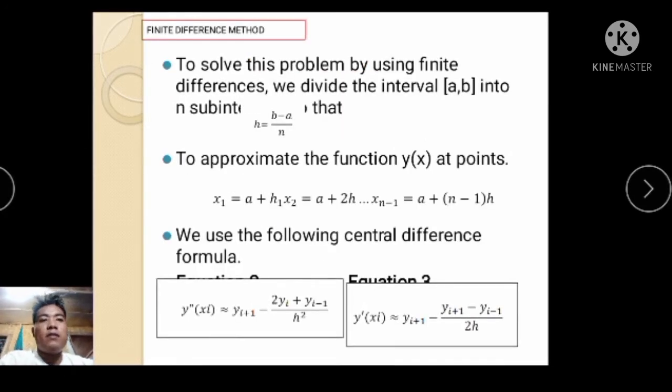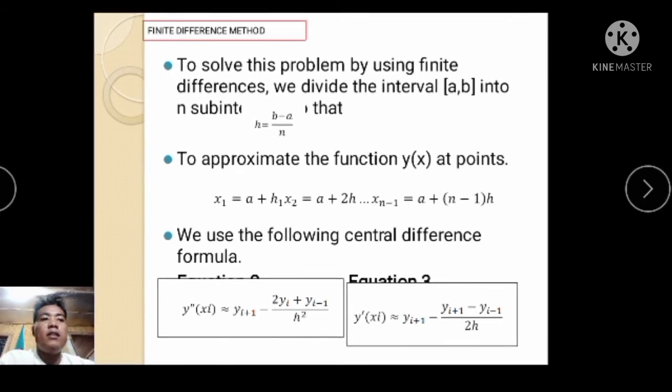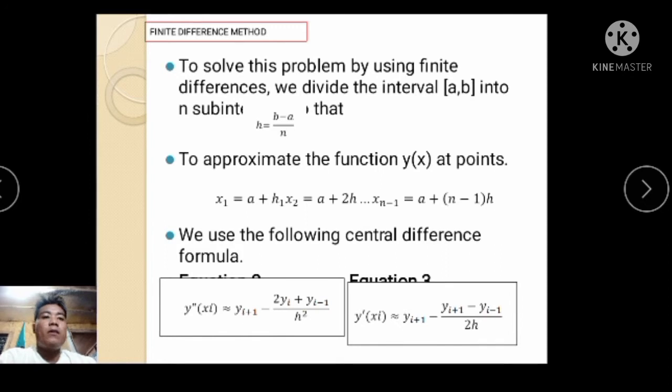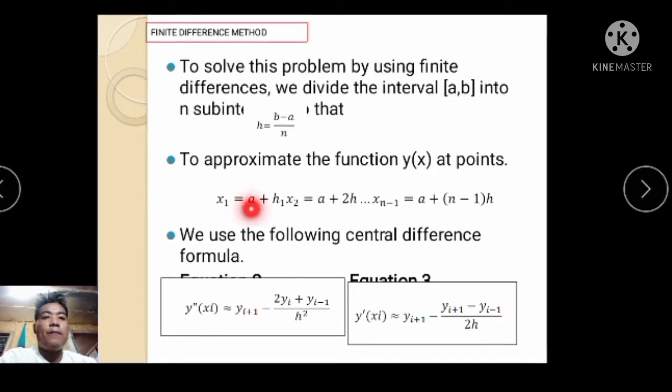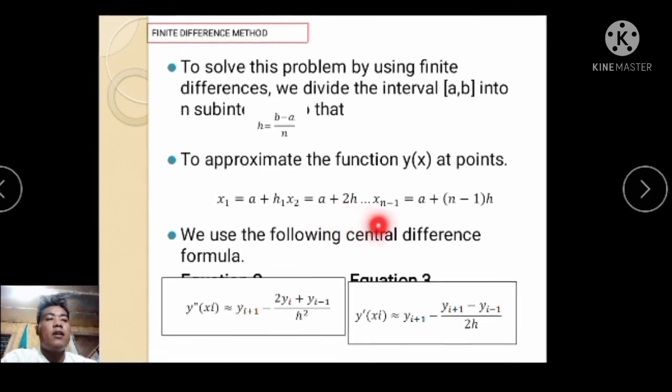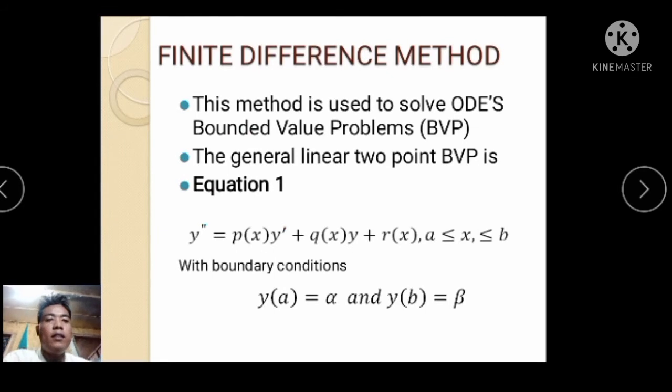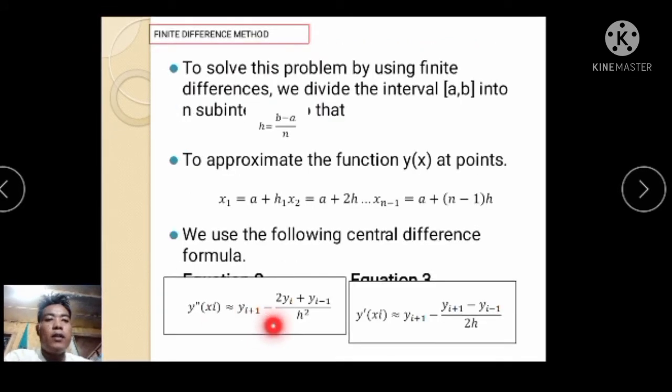So to solve this problem by using the finite difference method, we divide the interval a, b into n subintervals, where h is equal to b minus a over n, which is the step value, to approximate the function y of x at points x1 is equal to a plus h, x2 is equal to a plus 2h, up to xn minus 1 is equal to a plus n minus 1 times h. So this is the equation 1.